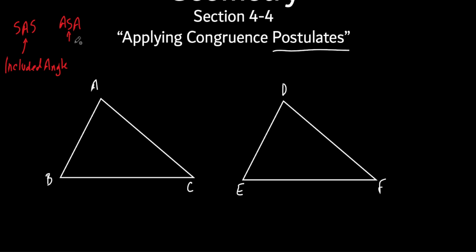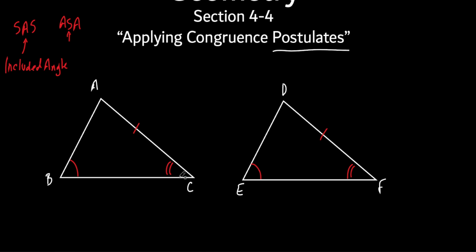What we're going to do today is we're going to deal with something that's non-included. All right? It's going to be a side that's not included. So here's what they give you. They give you that this angle is equal to this angle. Everybody watching? And they're going to give you this angle, angle C, equals angle F. But watch. They're not going to tell you that BC equals EF. What they're going to do is they're going to give you one of the other sides. They're going to give you AC is equal to DF.